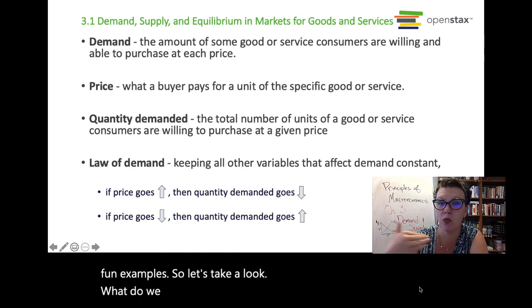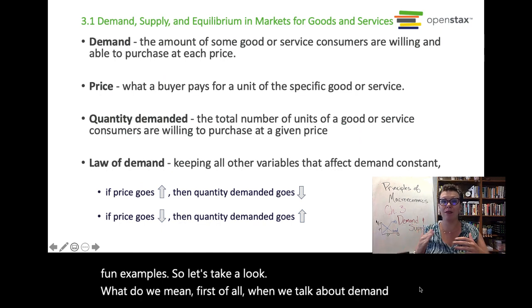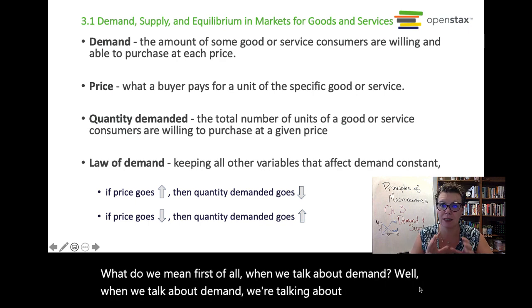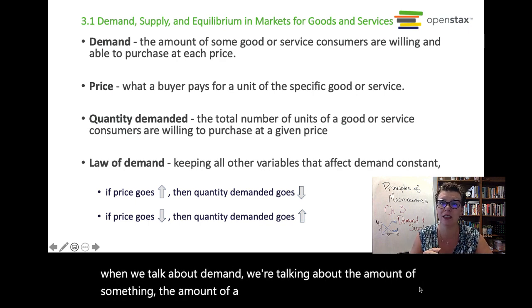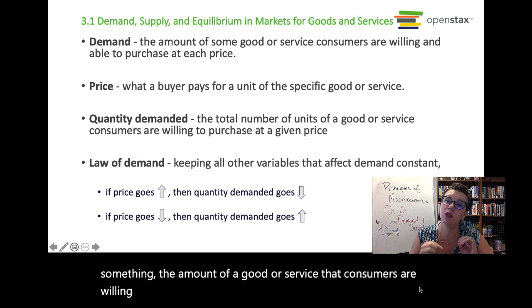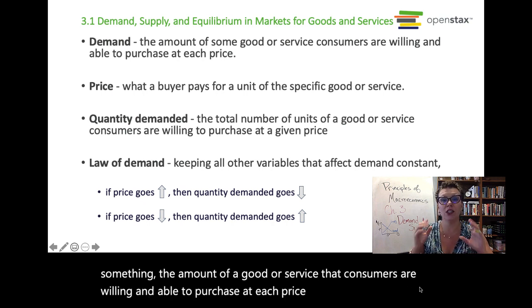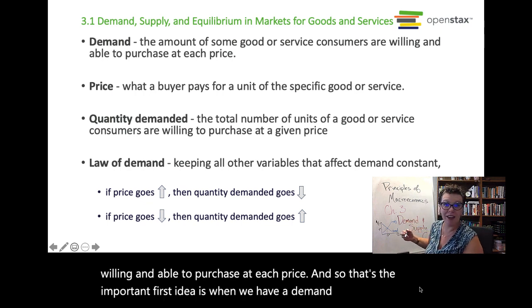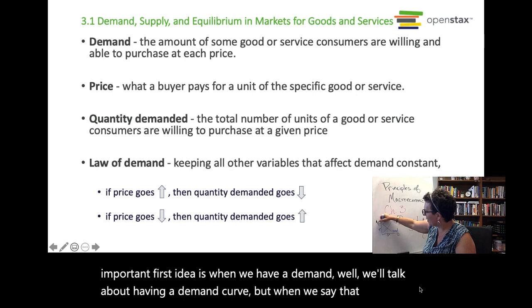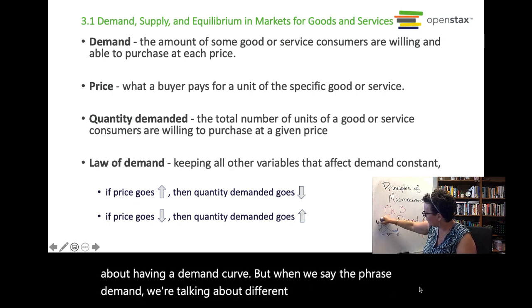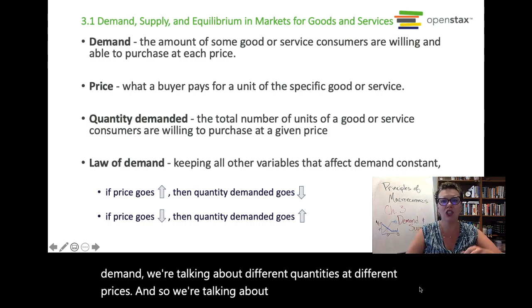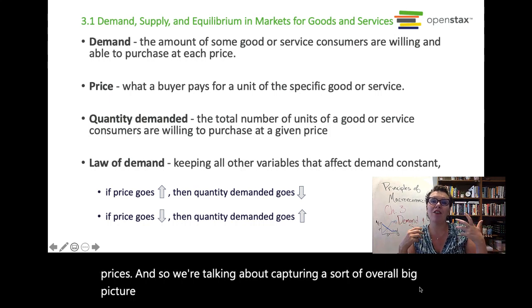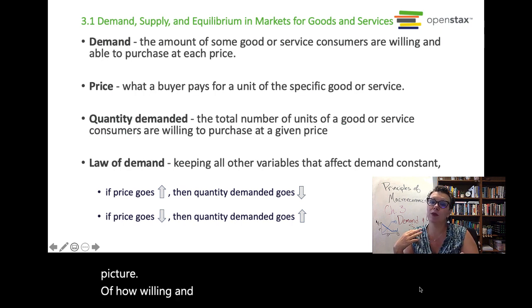What do we mean, first of all, when we talk about demand? Well, when we talk about demand, we're talking about the amount of a good or service that consumers are willing and able to purchase at each price. And so that's the important first idea: when we say the phrase demand, we're talking about different quantities at different prices. We're capturing an overall big picture of how willing and able consumers are to purchase a good at given prices.